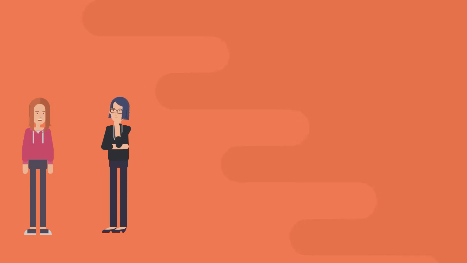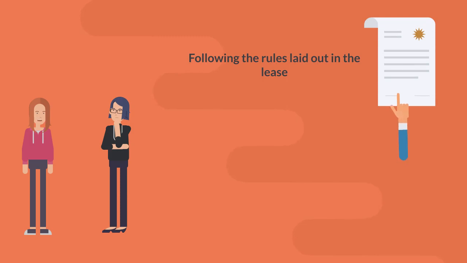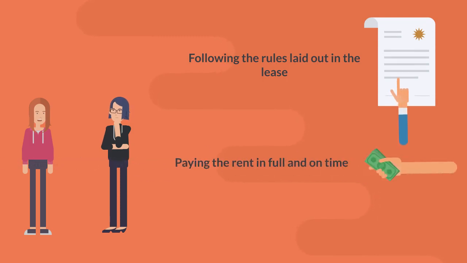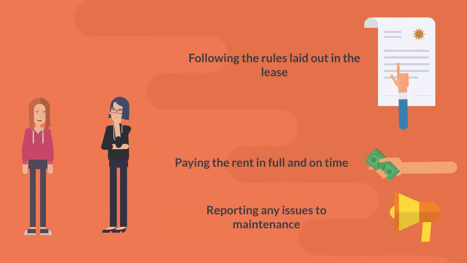Your responsibilities as a tenant include following the rules laid out in the lease, paying your rent in full and on time, taking care of the apartment and reporting any issues to maintenance, and communicating with the landlord in writing. See our landlord communication video for more tips.